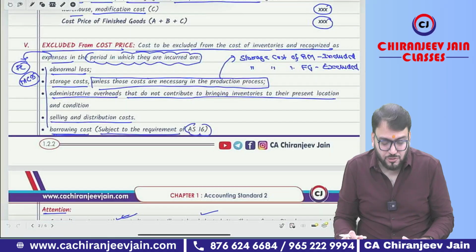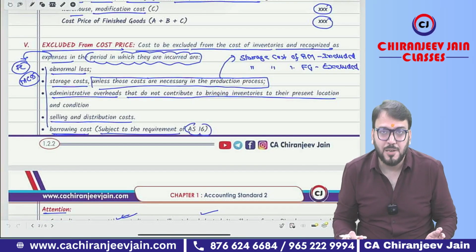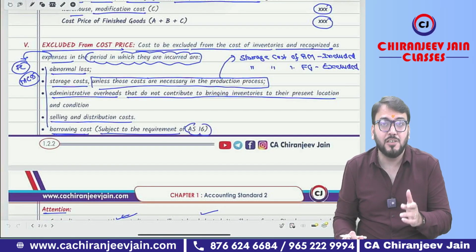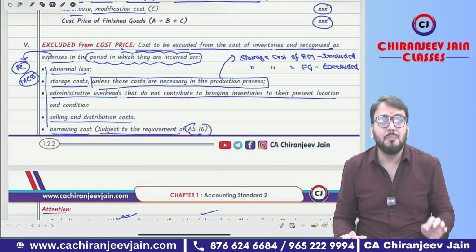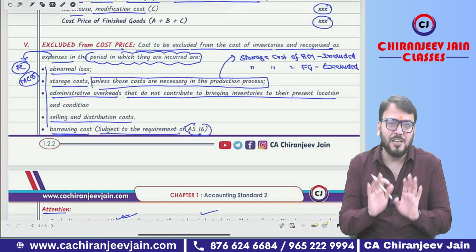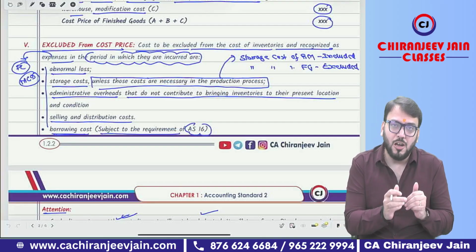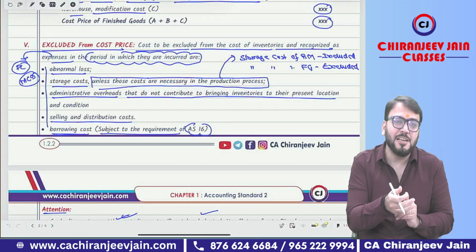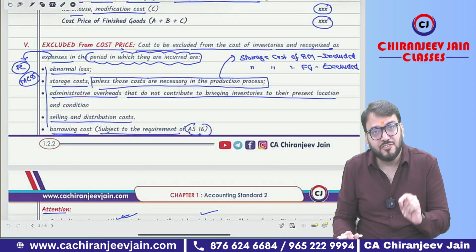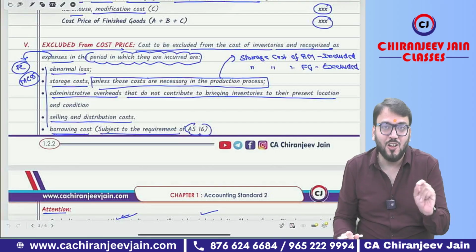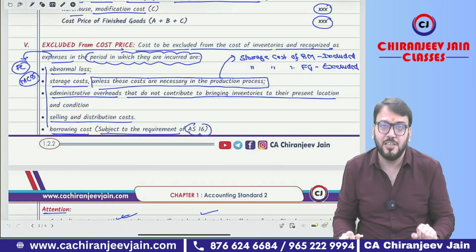Then we have also understood what is excluded from the cost price. What is not included will be excluded and charged to PL as an expense in the year in which it is incurred. For example, abnormal loss. We have understood that abnormal loss will not be added to the cost price of inventory, it will be charged to PL account. Then storage cost, if necessary for production, it will be included. If not necessary for production, it will not be included.